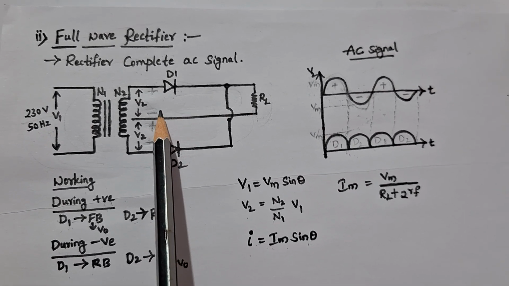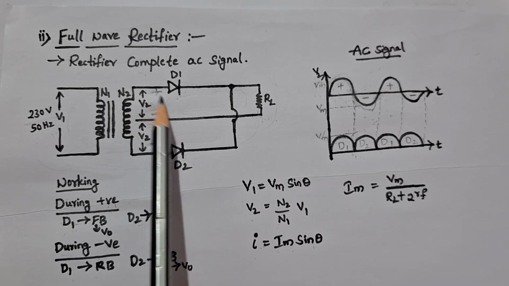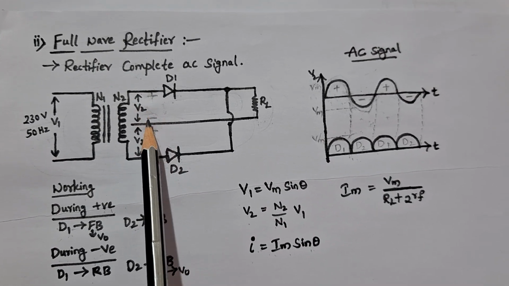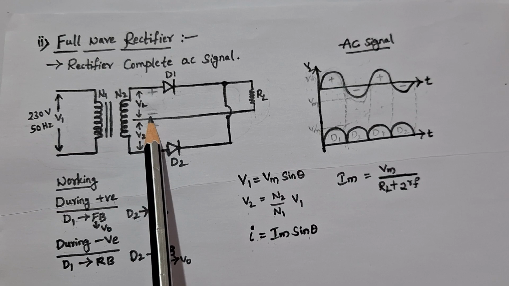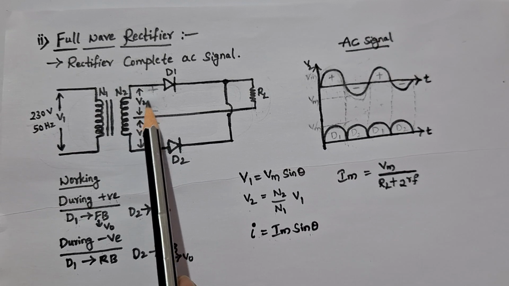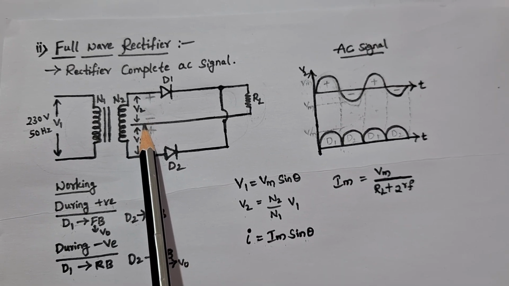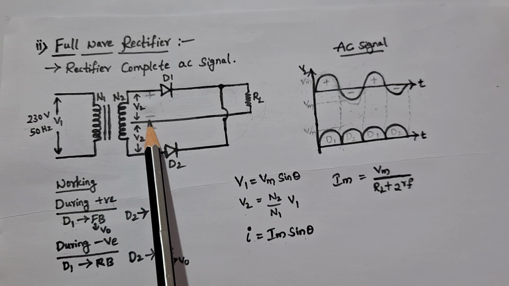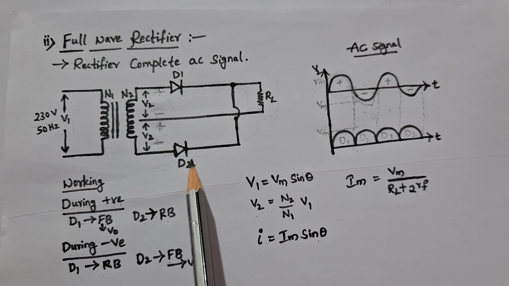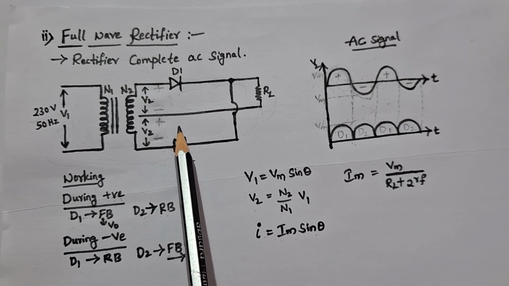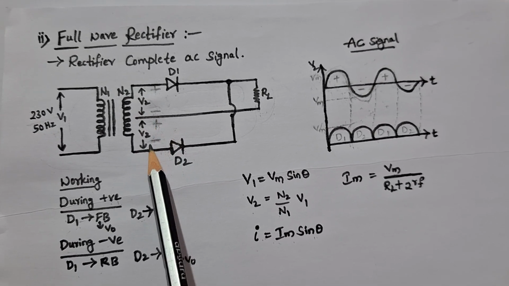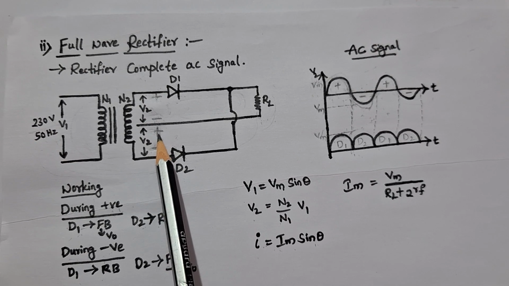The polarity across the upper section of the secondary of the transformer will be positive and negative. You can see V2 will be positive and negative during the forward bias condition, and since the same voltage will appear across the lower section of the secondary of the transformer, the polarity here will also be positive and negative.